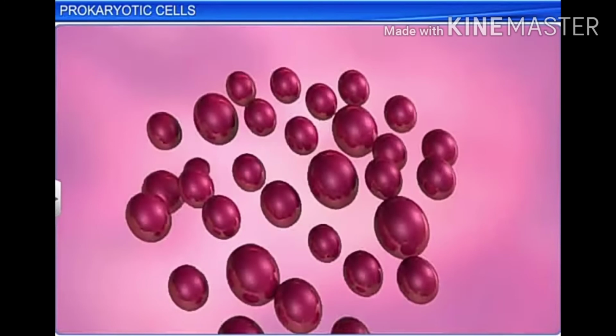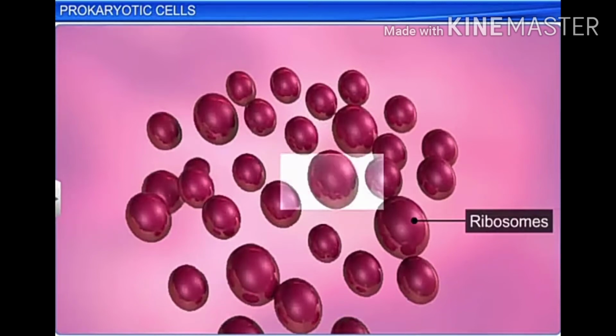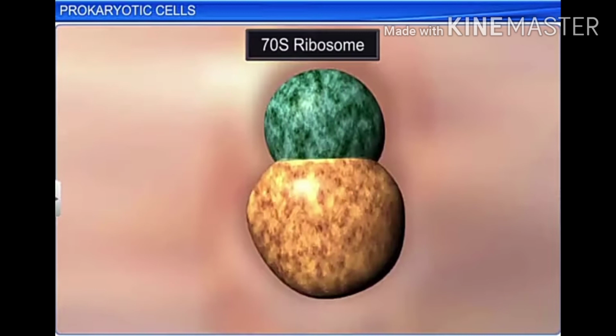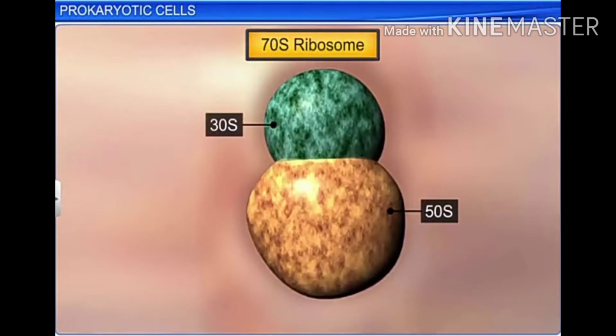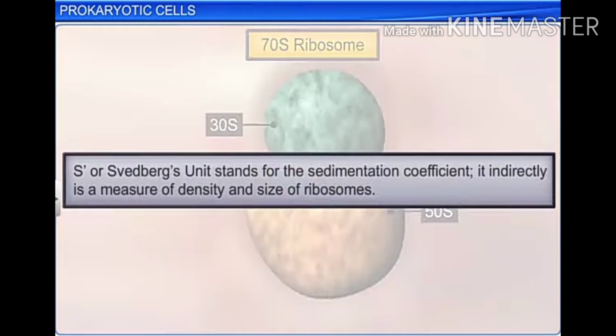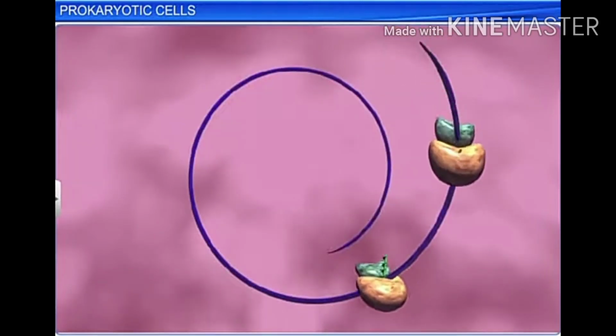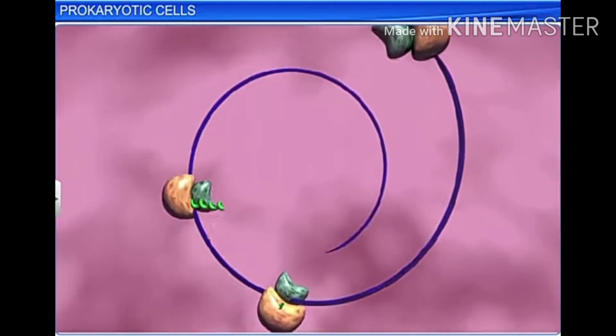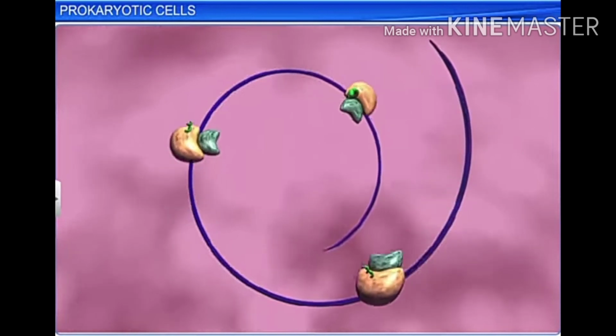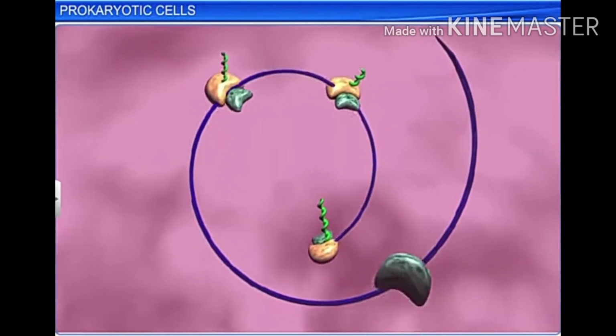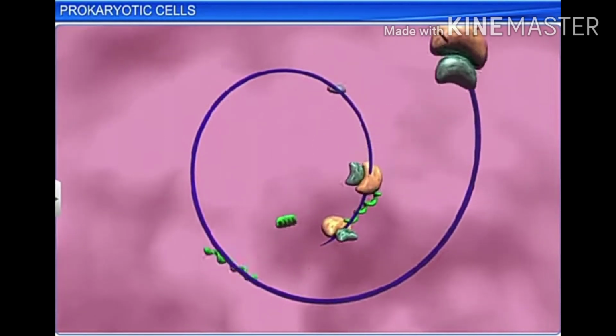The cytoplasm also contains ribosomes measuring about 15 nanometers by 20 nanometers in size, and consisting of two subunits, 50S and 30S, which together form the 70S ribosome. Here, S, or Svedberg's unit, stands for the sedimentation coefficient. It indirectly is a measure of the density and size of ribosomes. These ribosomes attach to a single messenger RNA, a type of RNA that aids in protein synthesis, forming a chain called a polyribosome or polysome, and ultimately translate messenger RNA into proteins.